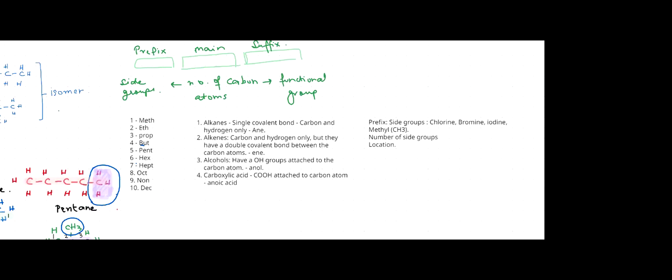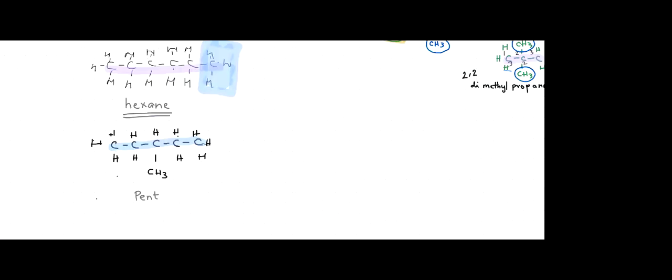In alkenes, we have a double covalent bond. So over here, we don't have any double bonds. If you look at the structure, they're only single bonds, right? So this is an alkane. For an alkane, we write down pentane.